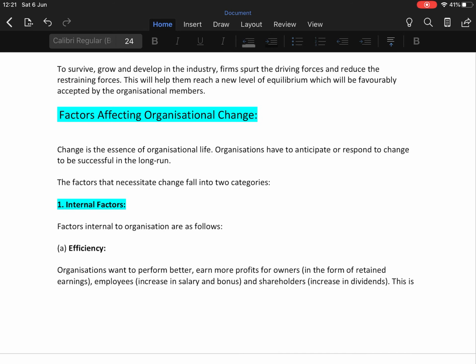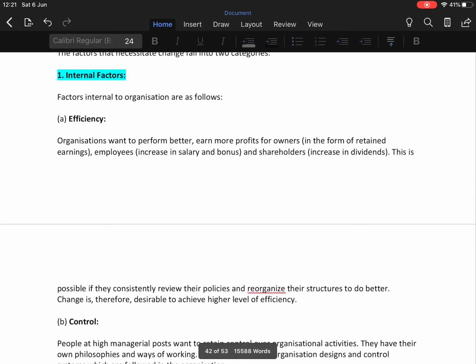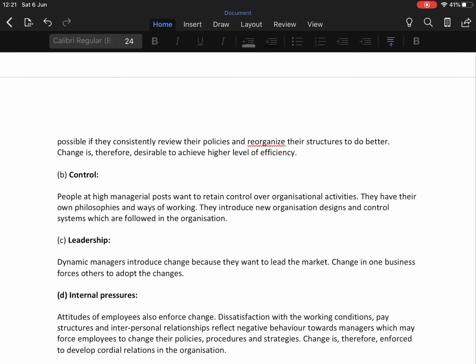Now, the next topic is factors affecting organizational change. Change is the essence of organizational life. Organizations have to anticipate or respond to change to be successful in the long run. The factors that necessitate change fall into two categories. First is internal factors. Factors internal to the organization are as follows. First is efficiency. Organizations want to perform better, earn more profits for the owners, employees and shareholders. This is possible if they consistently review their policies and reorganize their structure to do better. Change is therefore desirable to achieve a higher level of efficiency.